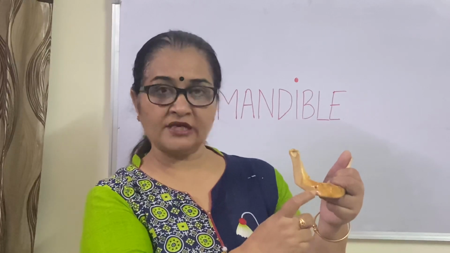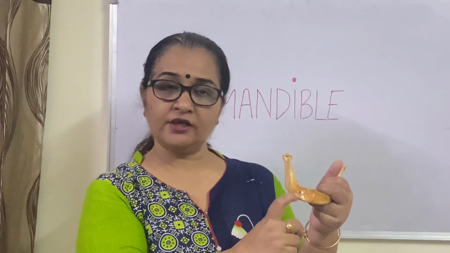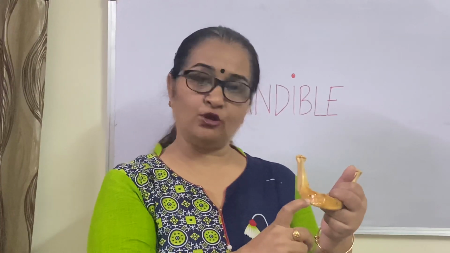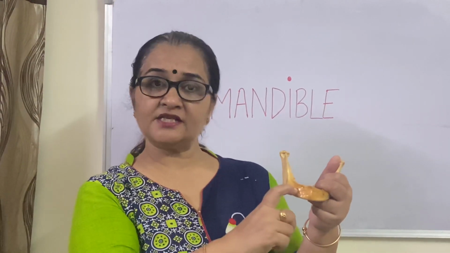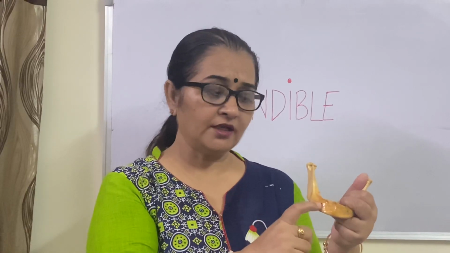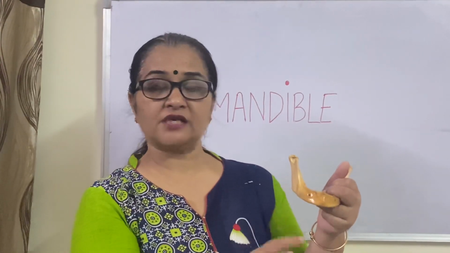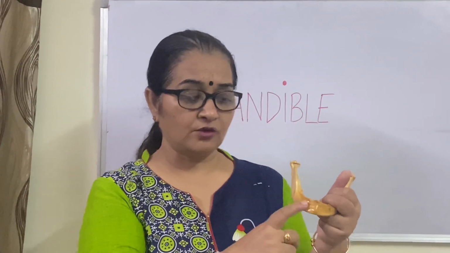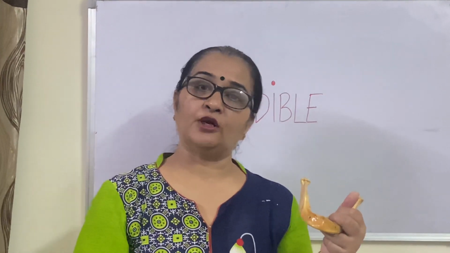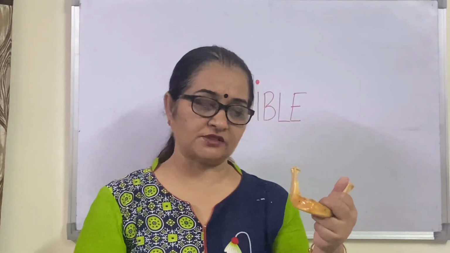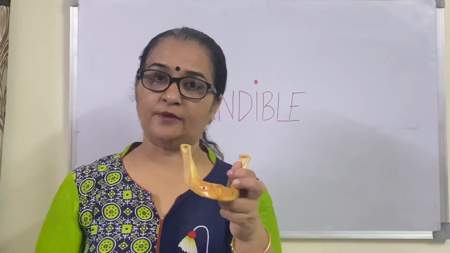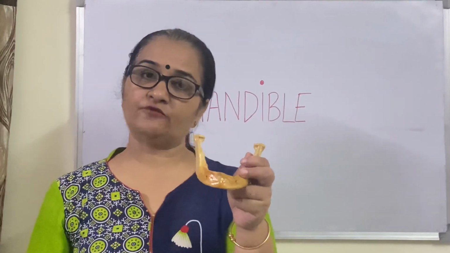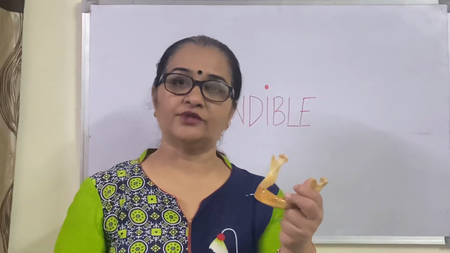If the mental foramen is lying near the lower border, definitely the mandible belongs to an infant or child. And if it is lying in the center, this is the mandible of an adult. And if the mental foramen is lying near the alveolar sockets or upper margin, it is the mandible of an aged person. So these are the important things regarding the mandible, and the different attachments we will discuss in our next video. Thank you very much.